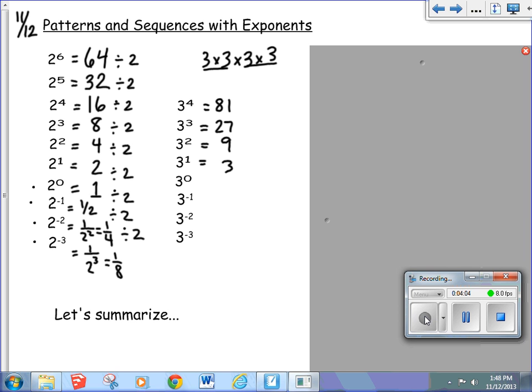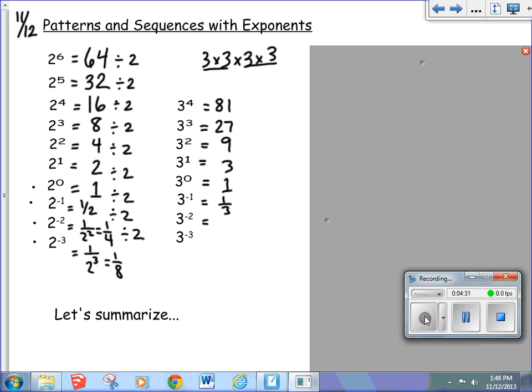You can see we're dividing by 3 this time, not by 2. 81 divided by 3 is 27. 27 divided by 3 is 9. 9 divided by 3 is 3. So if we continue that pattern of dividing by 3, the students quickly realize that 3 to the 0 is also 1. And if they keep going, then 3 to the negative 1 is 1 divided by 3, or 1/3.